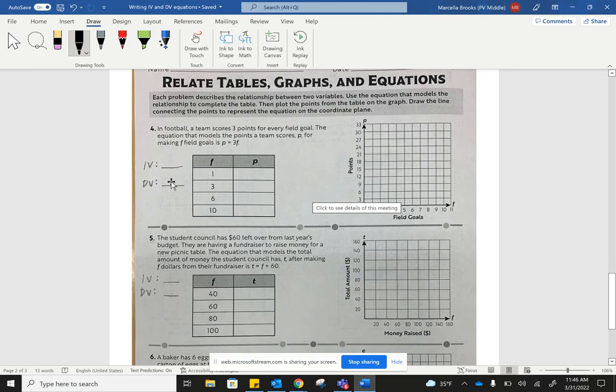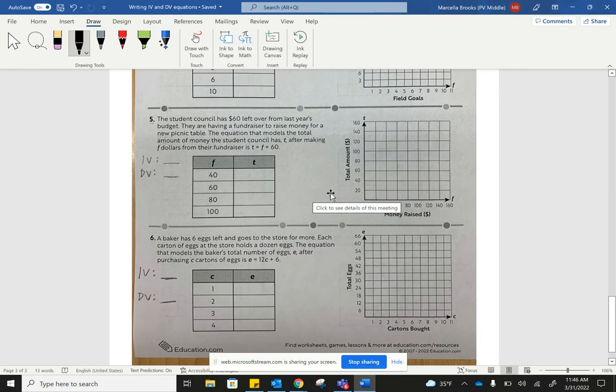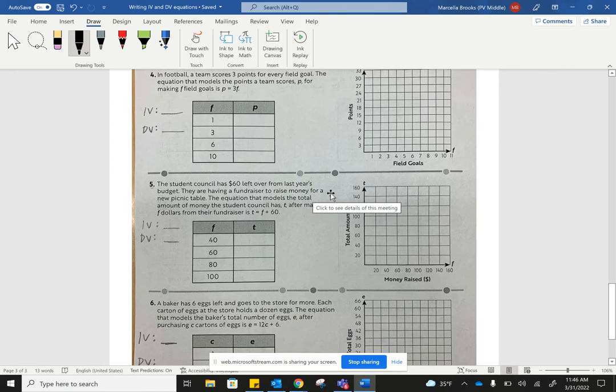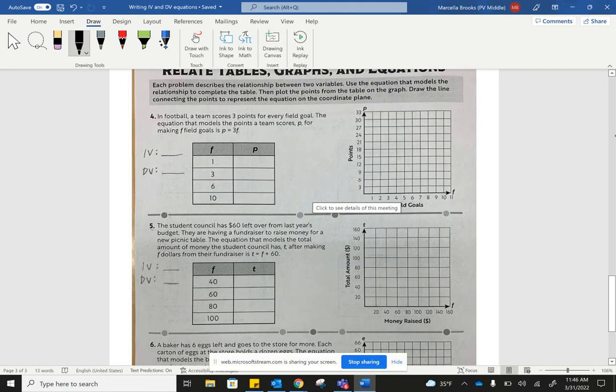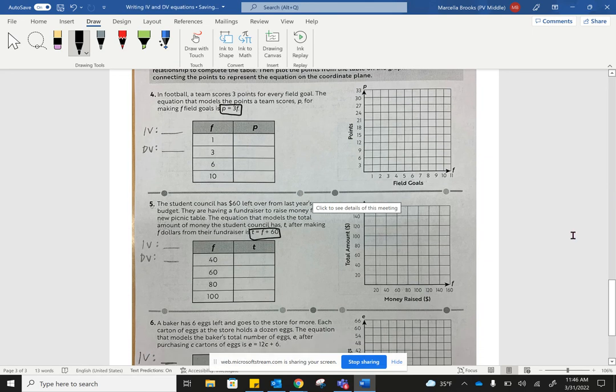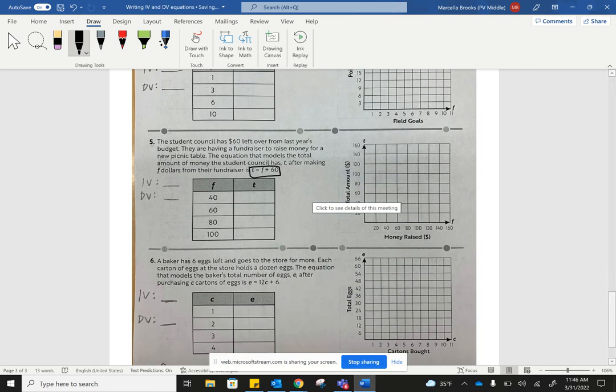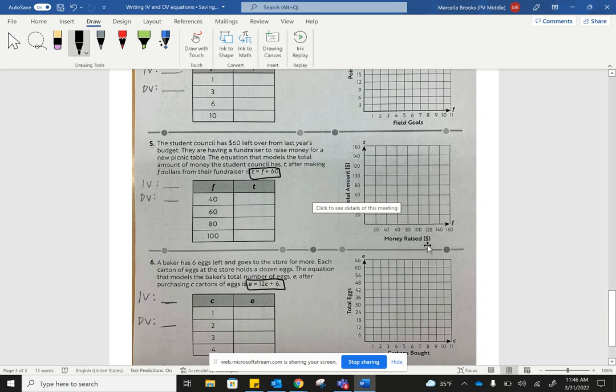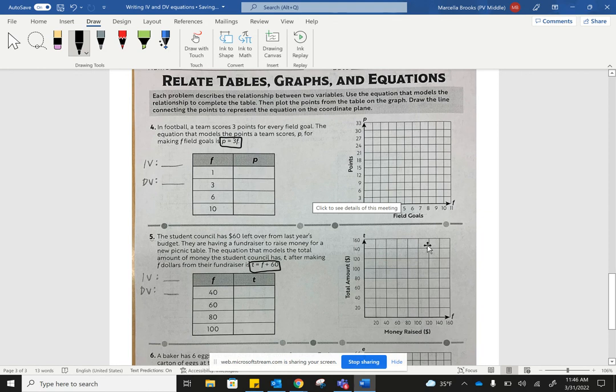All right, I'm going to let you guys try these last few. Just in case you don't know, I'm going to put a little box around all of the equations. I want you to identify the dependent and independent variable. Try and get these ones done on your own, okay? Good luck.